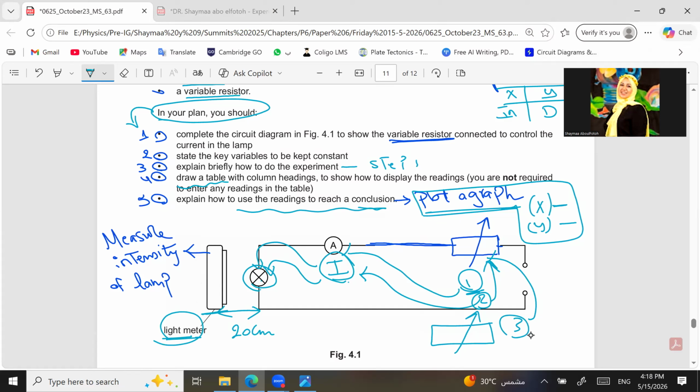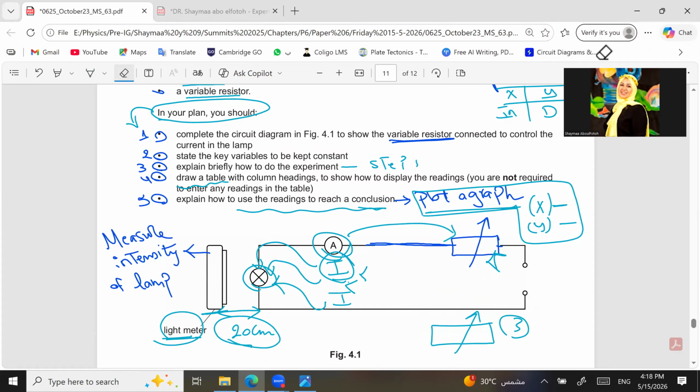Number 3, I change the variable resistor. What happened? The current changes as well. So I have another reading of the current, and then measure the light intensity by using the light meter. I didn't change the distance. What I'm changing is the current, by using what? By using a variable resistor.